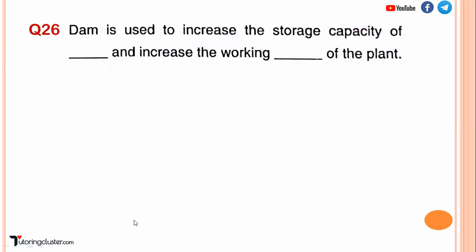Now, a dam is used to increase the storage capacity of a reservoir and increases the working head of the plant. This is related to the hydroelectric power plant, where we have a reservoir and dam. The dam is used to increase the storage capacity of the reservoir. It is basically a wall, and it increases the head of the plant, the working head of the plant.